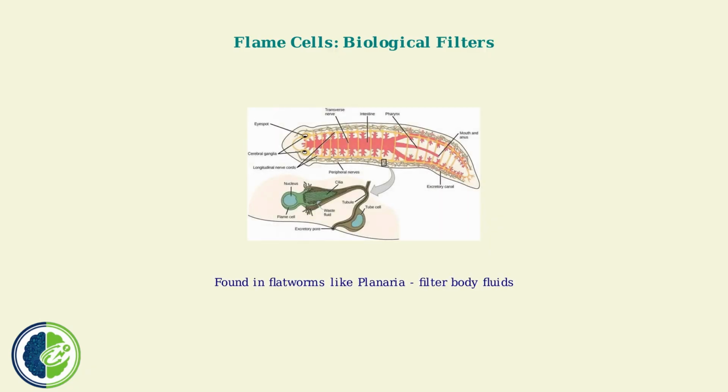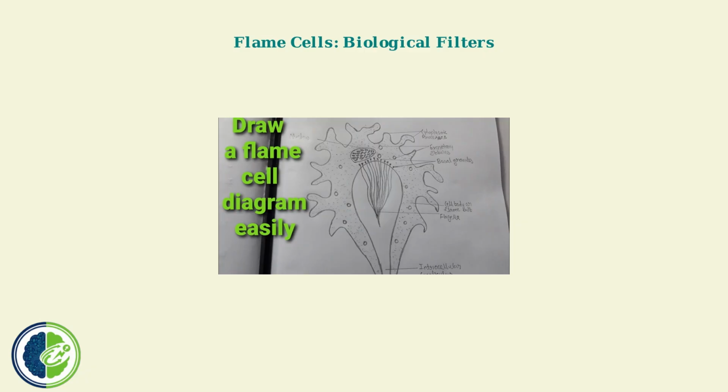Now let's move to another fascinating excretory structure, flame cells. These are found in flatworms like planaria, which you might find in clean streams around Nigeria. They're called flame cells because their beating cilia look like flickering flames under a microscope. Here's a detailed look at a single flame cell. Think of it like a sophisticated water filter system.